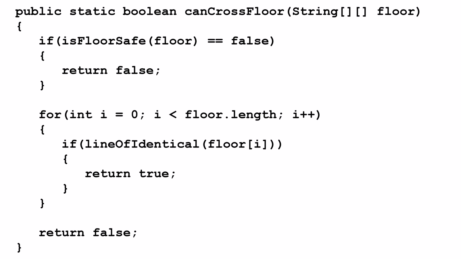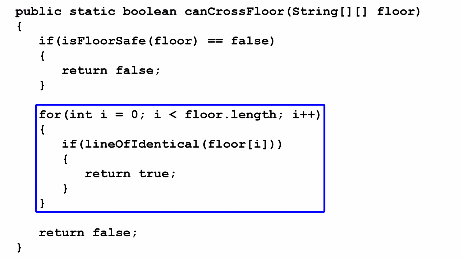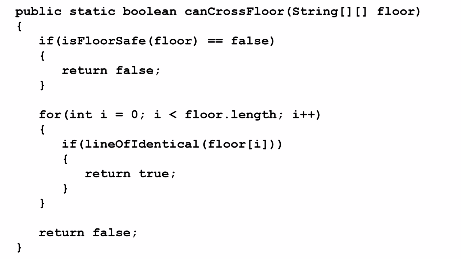We know a 2D array is actually a 1D array with each compartment containing another 1D array. This for loop traverses the outer 1D array. Each time we go through the for loop, we pull out one of the inner 1D arrays and pass it to lineOfIdentical. If the method returns true, we have found a path and can immediately return true. If we finish the for loop and never found a row of identical symbols, then there is not a safe path and we return false.